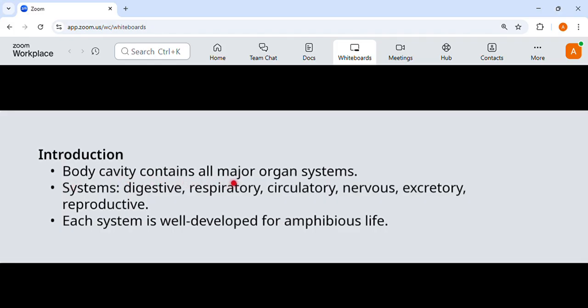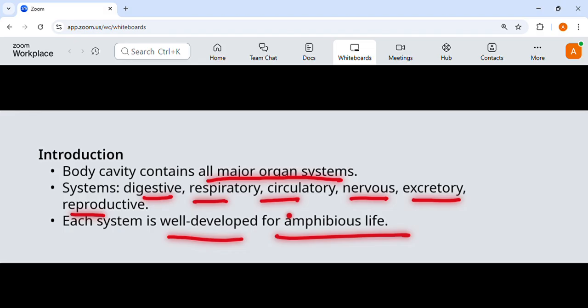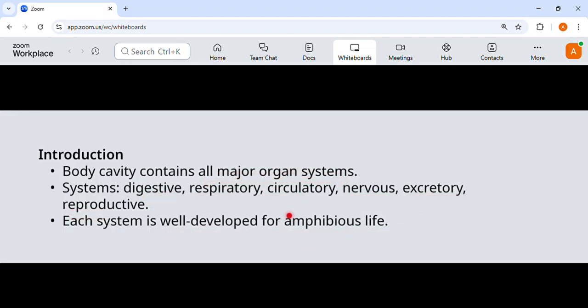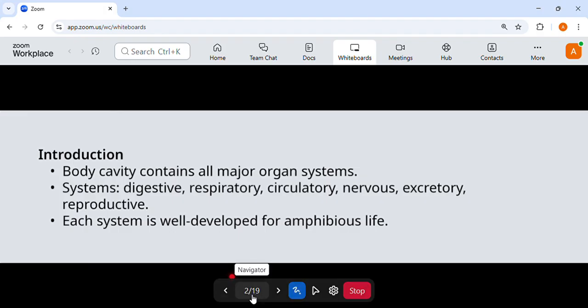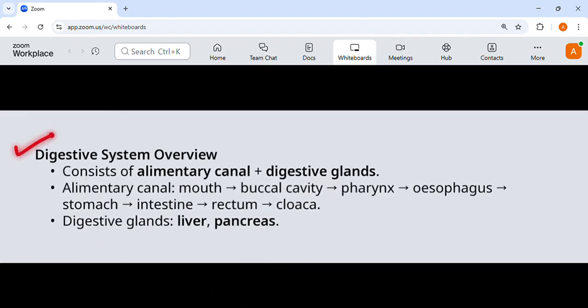The body cavity contains all the major organ systems. The systems include digestive, respiratory, circulatory, nervous, excretory, and reproductive. And each system is well developed for the amphibious life, for both the dual life on land as well as on water. So let's see the digestive system.